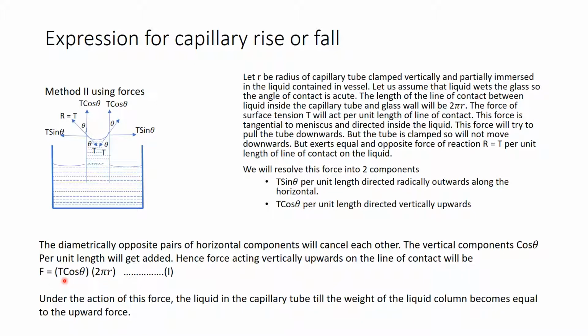Therefore, this force will be given by T cos theta. T cos theta is acting per unit length, right? Therefore, we have to multiply it by the total length of line of contact. What is the total length of line of contact? 2 pi r. Therefore, the total upward force is given as F is equal to T cos theta into 2 pi r. Under the action of this upward force, what will happen? The liquid in the capillary tube will rise up, and it will rise up till this upward force balances its weight, which will act in downward direction, right?